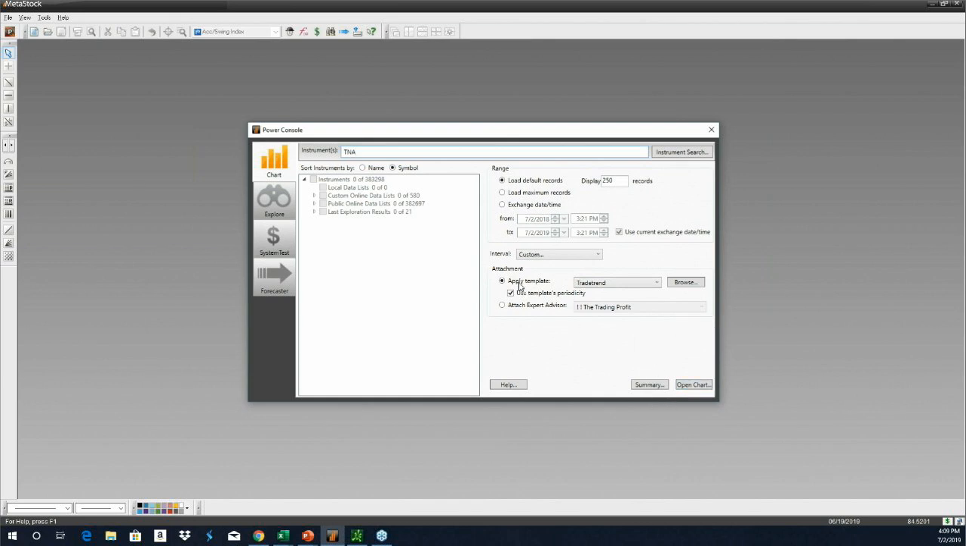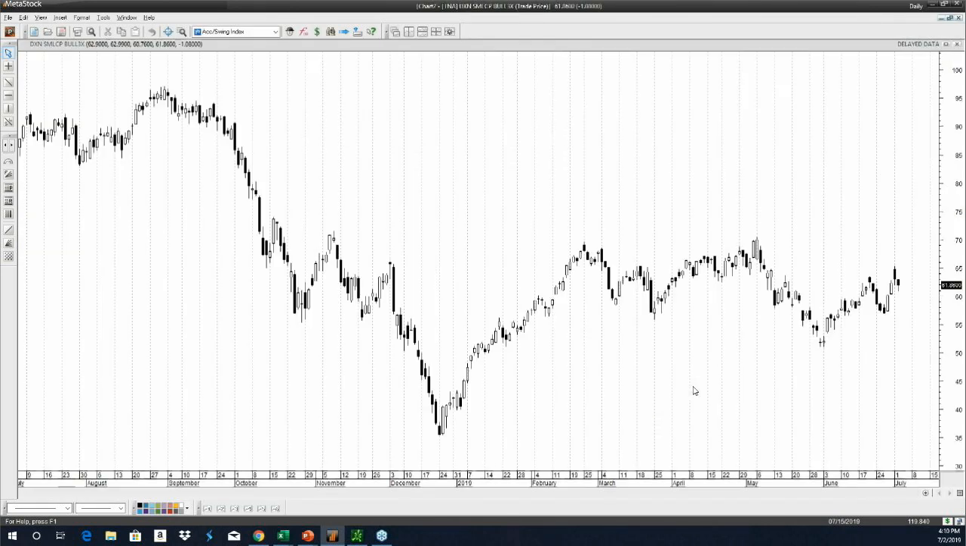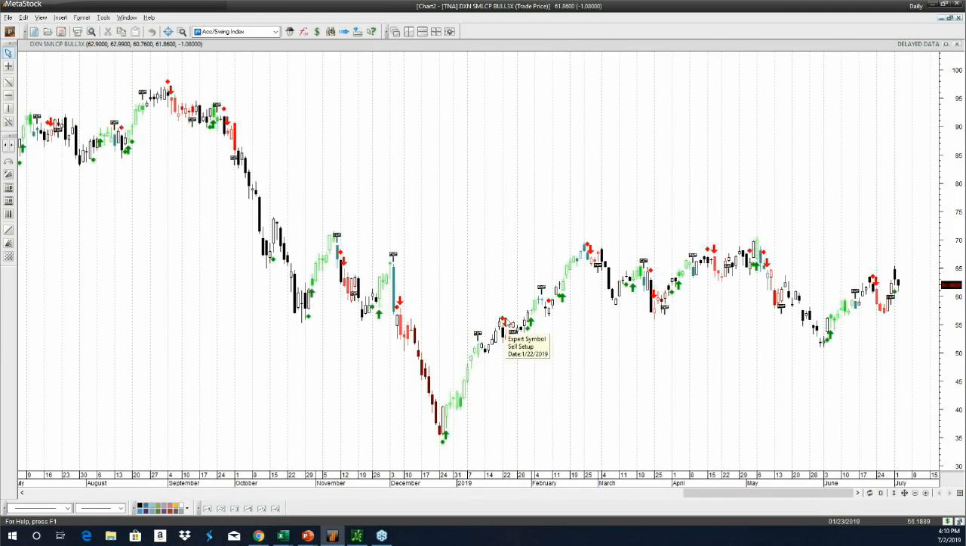I'm going to pull up a chart, and I'm just going to make sure that the TradeTrend template is attached to the chart, as you can see here in the Power Console. And when I click Open Chart, it will bring up a nice, pretty candlestick chart with all of the TradeTrend signals. So just to give you a quick background of what TradeTrend is, what the methodology is behind the signals, it is largely momentum based. So what TradeTrend does, it looks for shifts and continuations in momentum in the markets.